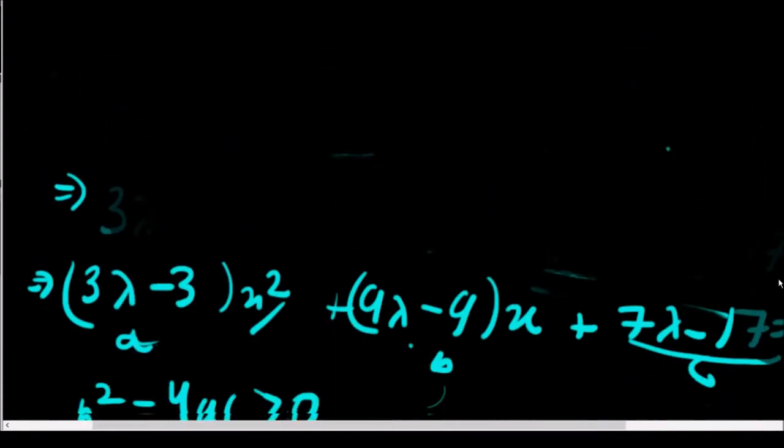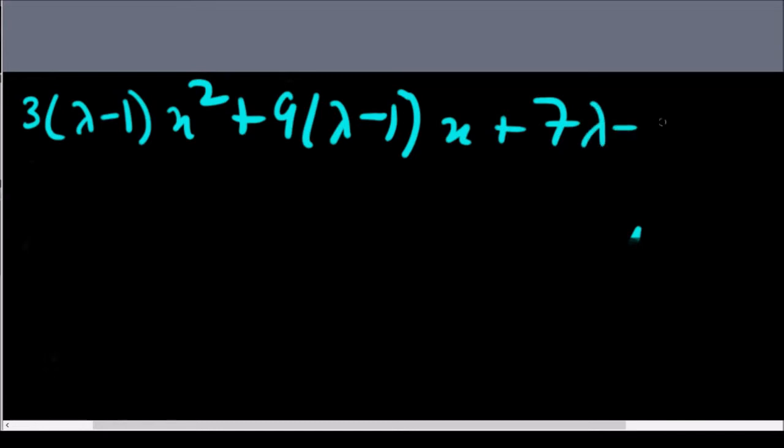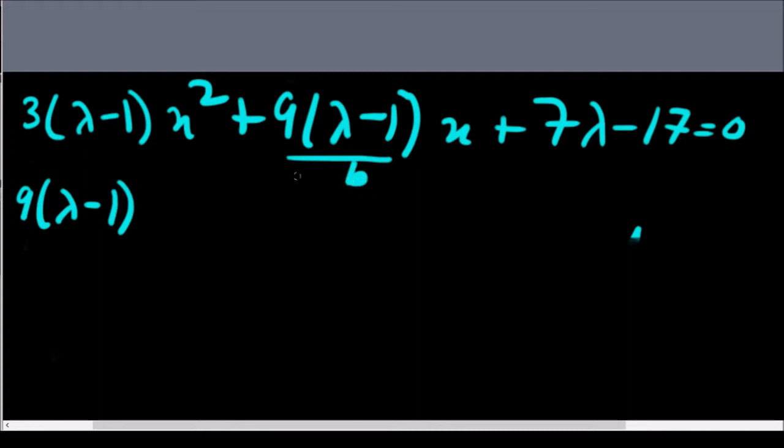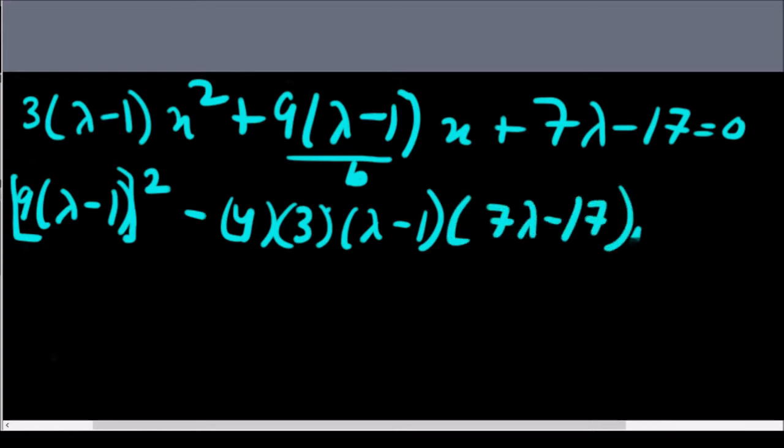So now I have this equation. I'm just gonna rewrite it in a simpler way. I'm gonna take out the 9 out of here. So b square minus 4ac has to be greater than 0. So b is this, 9 into lambda minus 1. So this squared minus 4ac. A is 3 times lambda minus 1. C is 7 lambda minus 17. And this should be greater than 0.